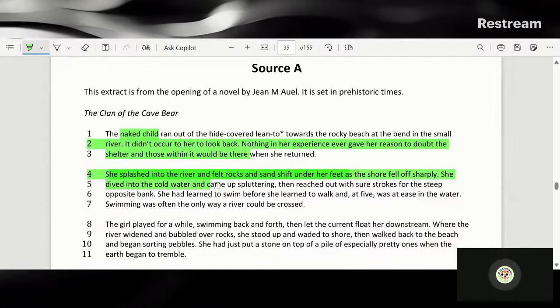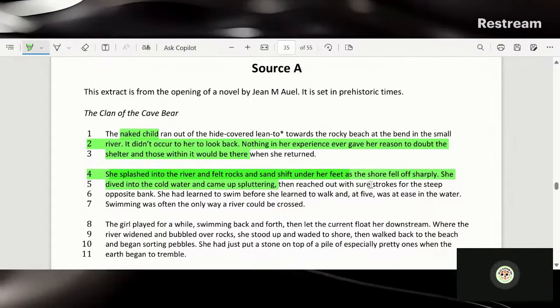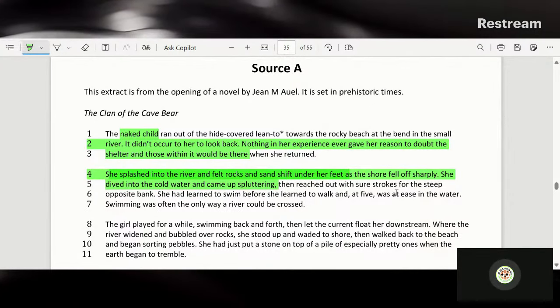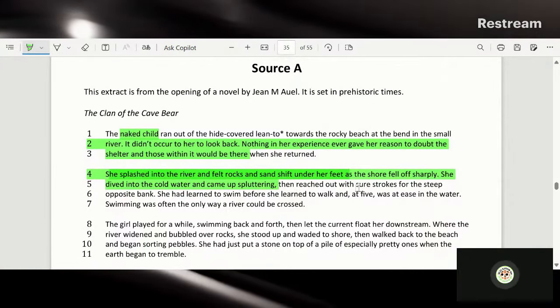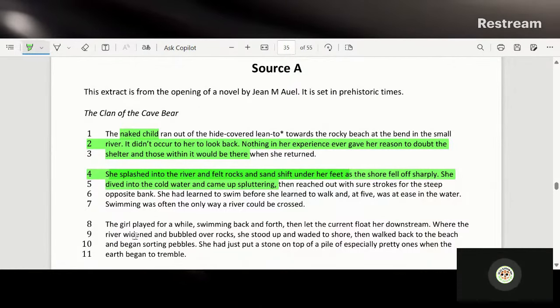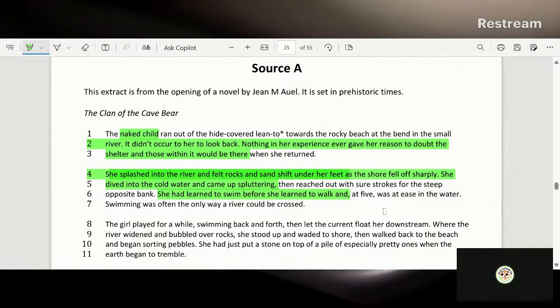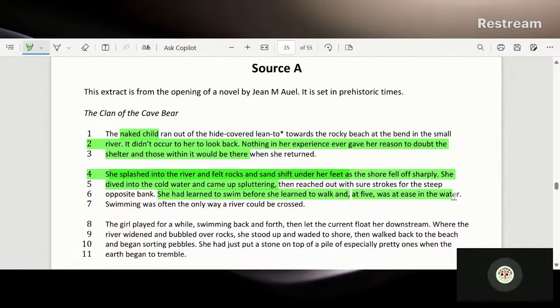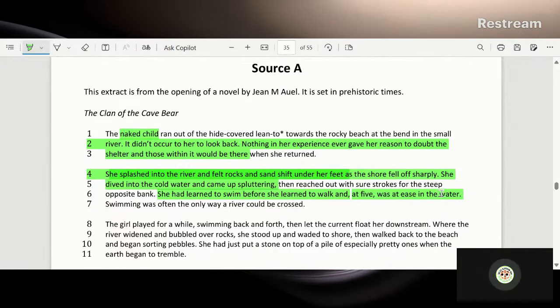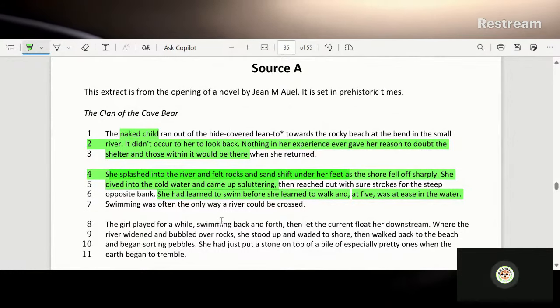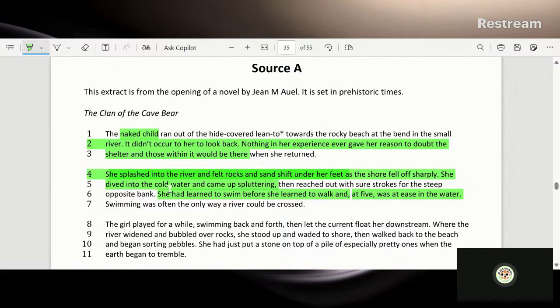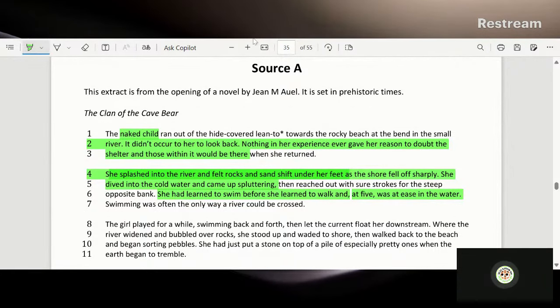She dived in the cold water. She came up spluttering. She reached out with short strokes for the steep opposite bank. She had learned to swim before she learned to walk. And at 5, she was at ease in the water. Those are two separate points there. Swimming was often the only way. This is not about the girl. In lines 1 to 7, those are the key points we can make.